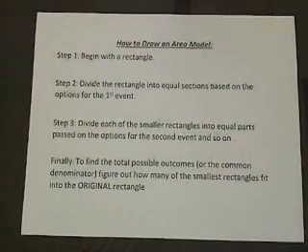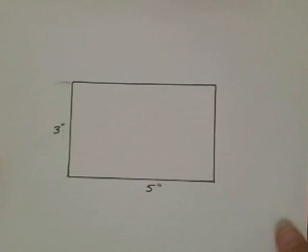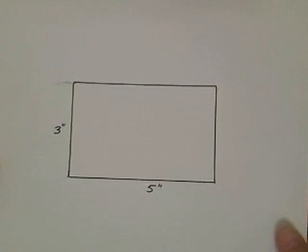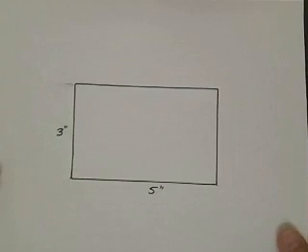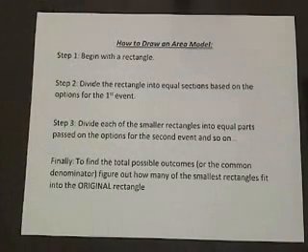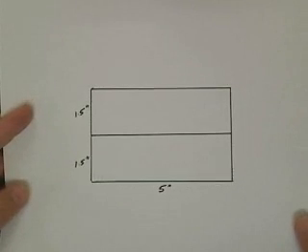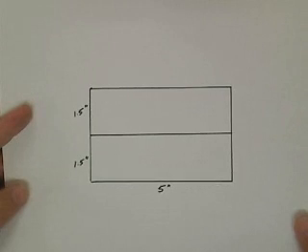First, we're going to begin with a rectangle. You don't have to label the size of the rectangle, but if you know the dimensions, it's easier when you have to divide the rectangle into even sections. Step 2. We're going to divide the rectangle into equal sections based on the options for the first event. So suppose we're flipping a coin. There's only two options, heads or tails. We're going to divide the rectangle evenly into two equal sections.